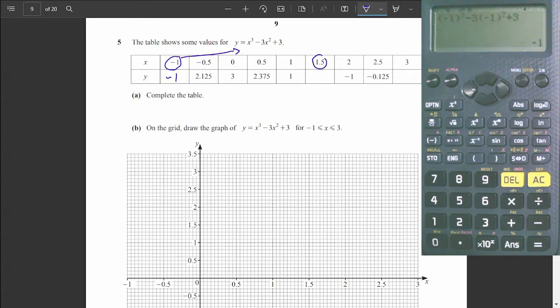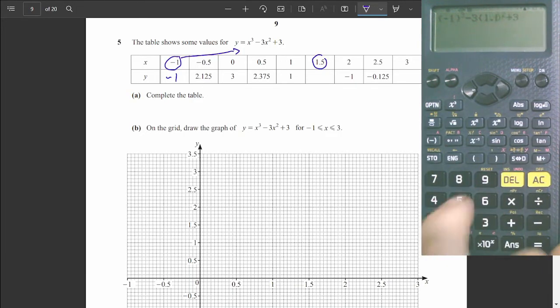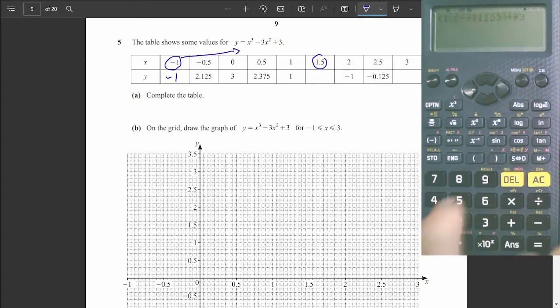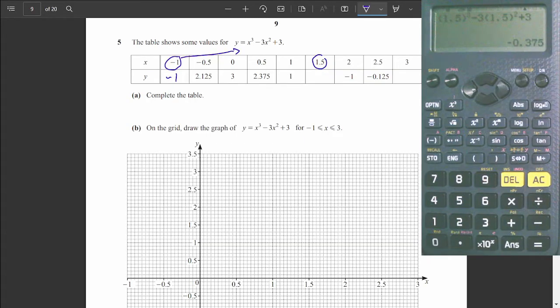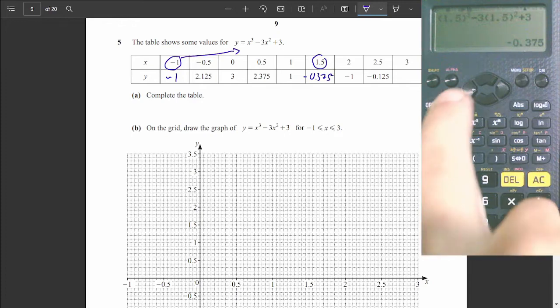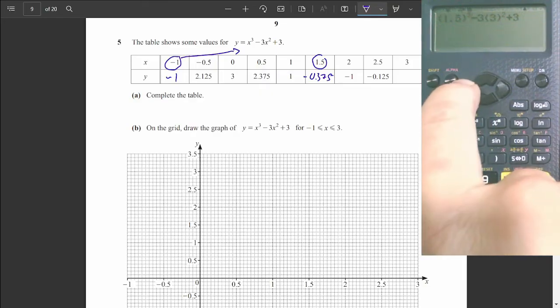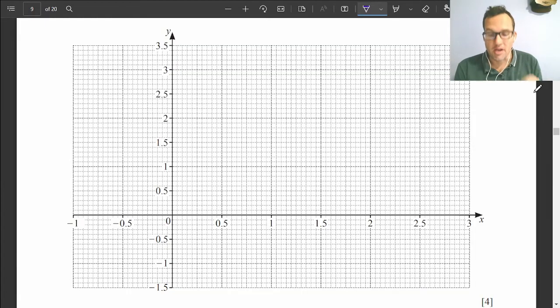Next one is 1.5. I can go back and just change each value for 1.5. And there we go. They want this in decimals, minus 0.375. Last one, change that for the 3. And we get 3.